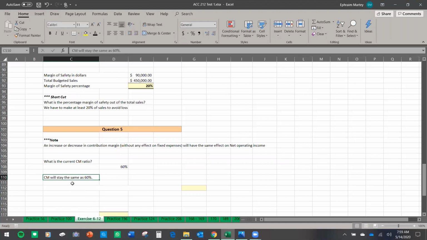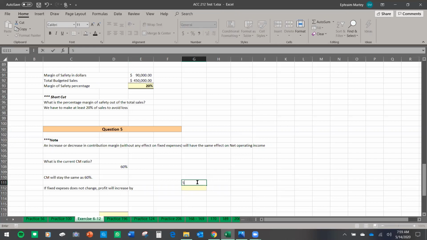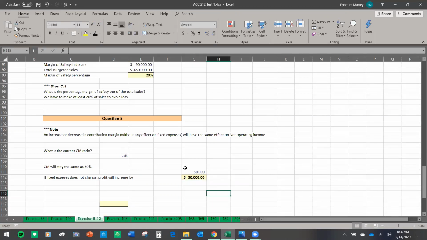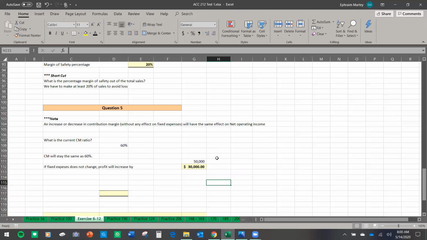Now, what effect will that have on that 50,000? Okay, so if it's increasing by 50,000 units, then the CM ratio, the contribution margin, will be 60% of that. That is the increase, because for every one unit we sell, the contribution margin is 60% of that. So if we are selling 50,000 more, we will have 60% of that. So this one multiplied by 60% gives us $30,000, and that will be our increase.